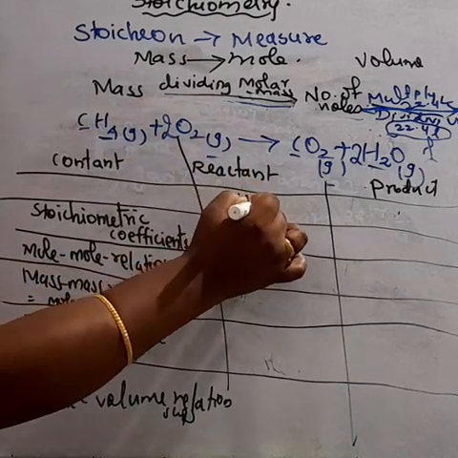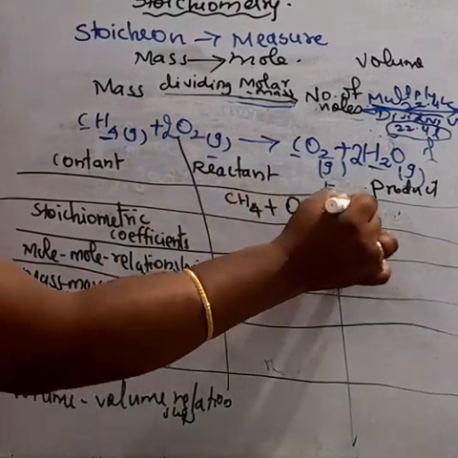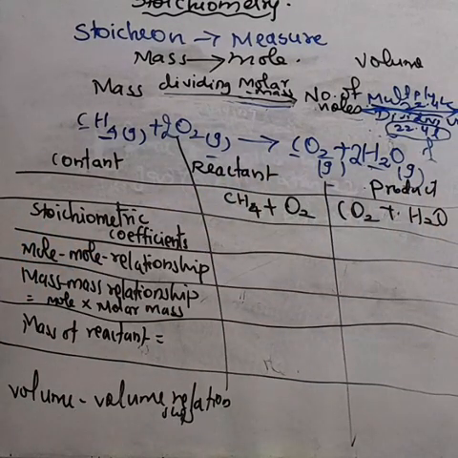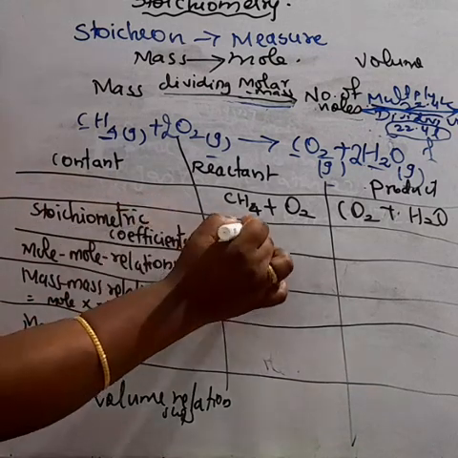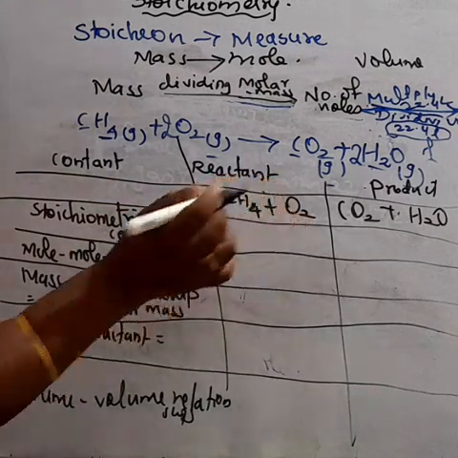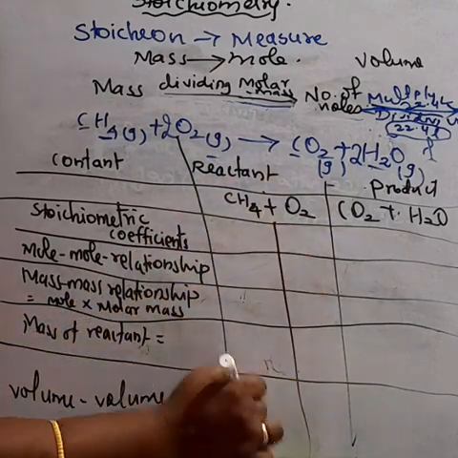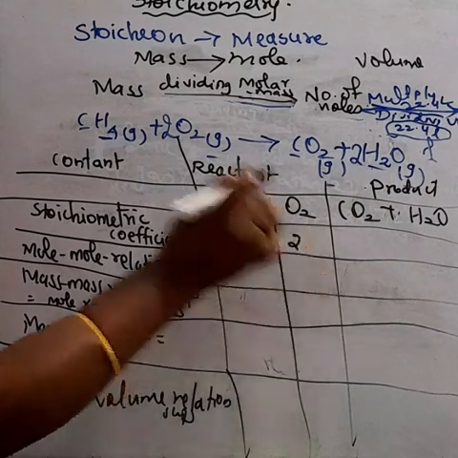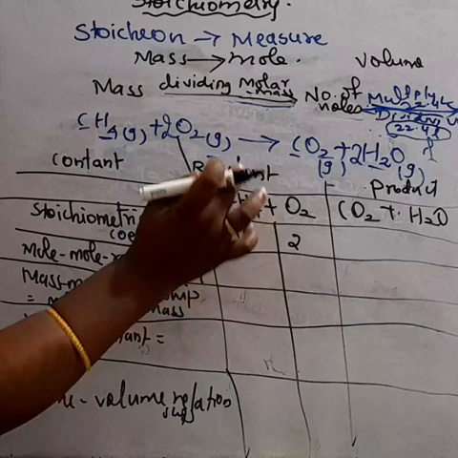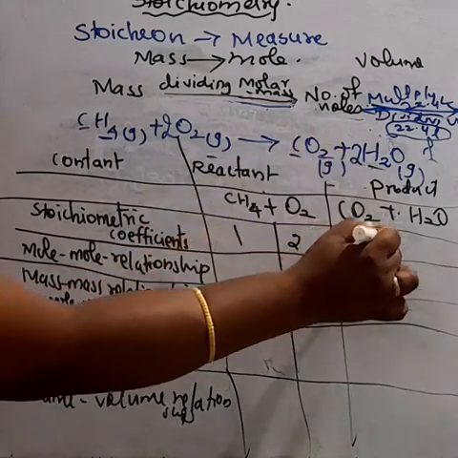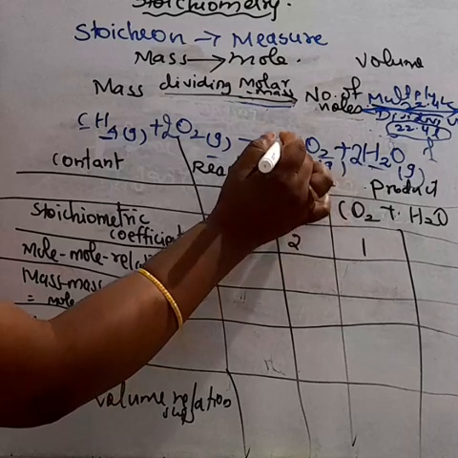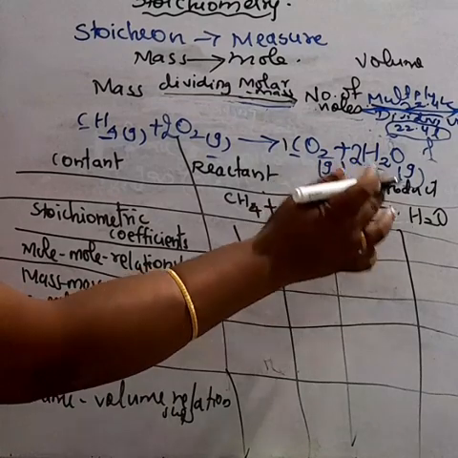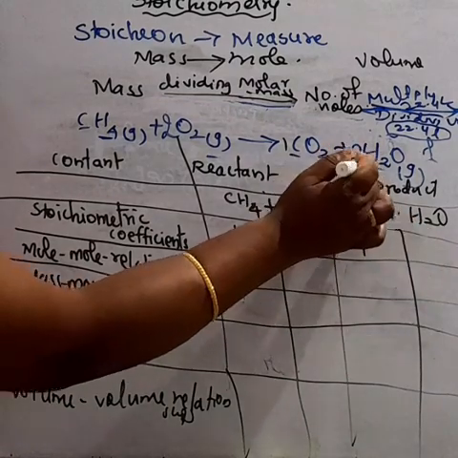Okay, what are the stoichiometric coefficients? Stoichiometric coefficients means how many moles we have. Only 1 mole of methane, so the stoichiometric coefficient for methane is 1. But for oxygen, the stoichiometric coefficient is 2 moles, so we write 2. On the product side, how many moles of carbon dioxide? Only 1 mole, so the coefficient is 1. And for water, the stoichiometric coefficient is 2.